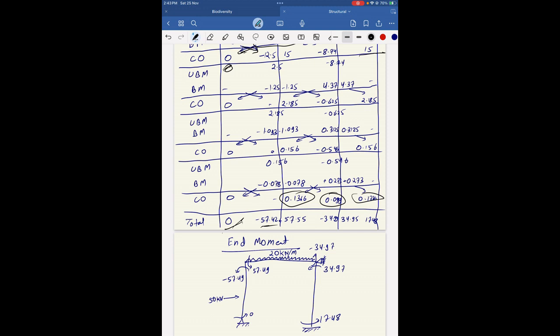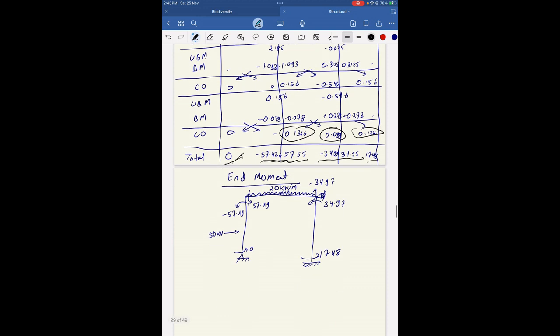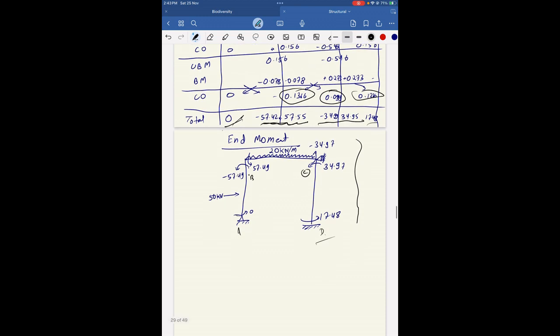At B, both are nearly similar, 4, 2 and 5, 5, little bit different, and here also. So after this, all the moment at each joint comes out to be at A it is 0, at B here negative, here positive, at C and at D. So this is the final answer.